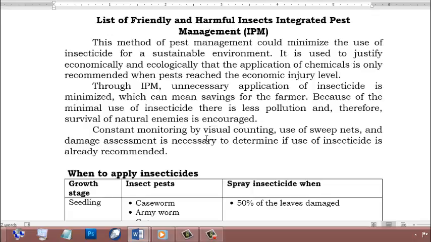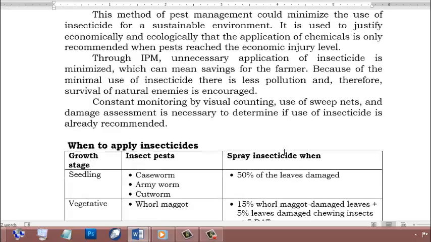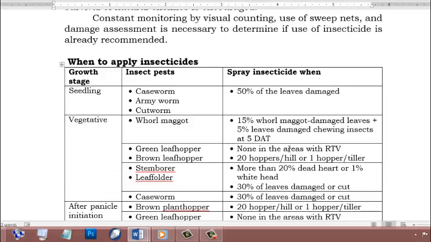Through IPM, unnecessary application of insecticide is minimized, which can mean savings for the farmer. Insecticides are getting higher in price, so minimal use is beneficial. There is less pollution and therefore survival of natural enemies is encouraged, especially these friendly insects that could help farmers. Constant monitoring by visual counting, use of sweep nets, and damage assessment is necessary to determine if use of insecticide is already recommended. When to apply insecticide?